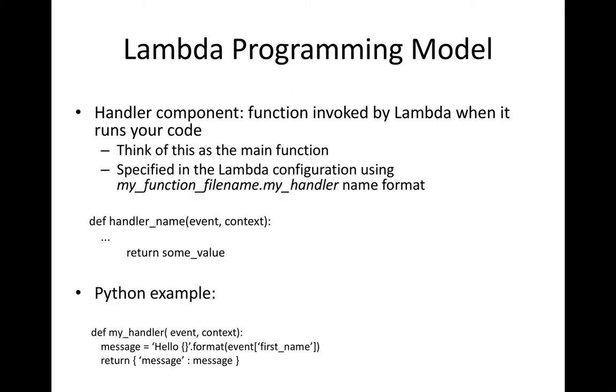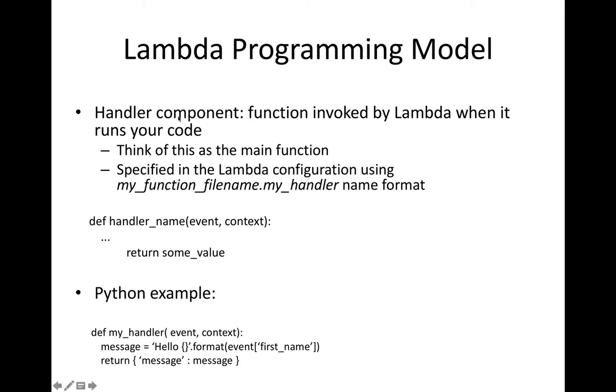Let's look at some of these components in more detail. Probably the most important component is the handler function. Again, this is the function which is invoked by the Lambda service when it runs your Lambda function. Think of this as like the main function. And you specify this function when you create the Lambda resource configuration. You have to define specifically what the name of the handler function is going to be.